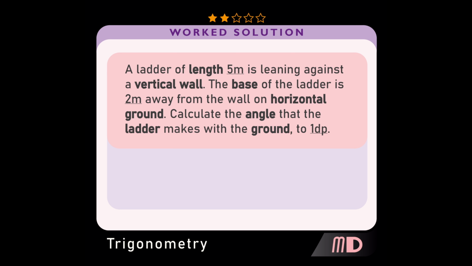Now, in this video, we're going to answer the following question. A ladder of length 5 meters is leaning against a vertical wall. The base of the ladder is 2 meters away from the wall on horizontal ground. Calculate the angle that the ladder makes with the ground to 1 decimal place.